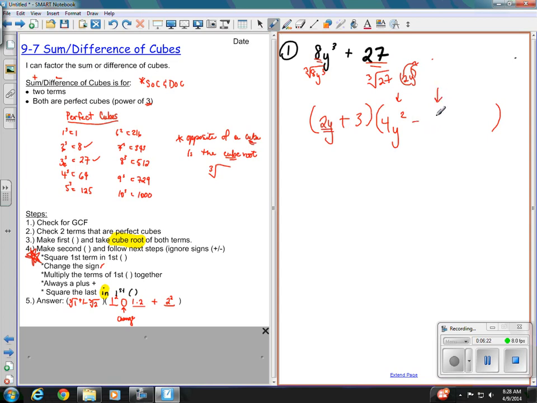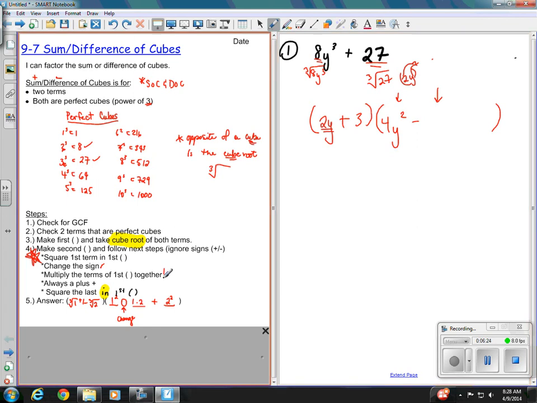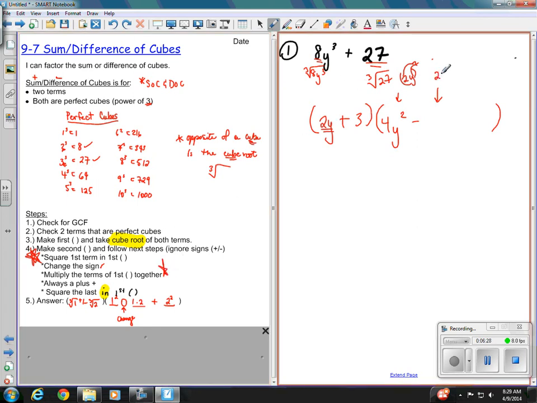Now for our second term, we're going to multiply the terms of the first parenthesis together. So I get 2y times 3. That's going to give me 6y. And it says always a plus, so then it's a plus sign. Then we're going to square the last in the first parenthesis. My last term in my first parenthesis is 3, so we're going to square 3. And 3 squared is 9. And that's our answer for our sock and dock.